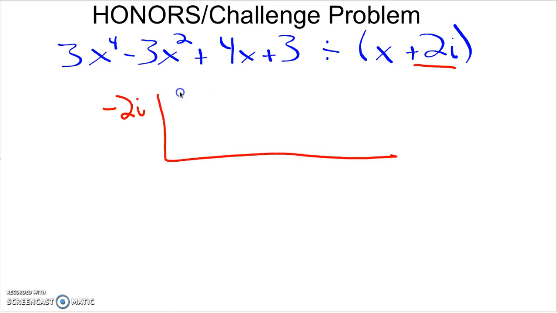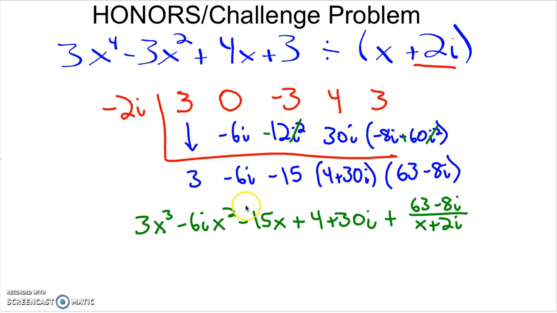We set up our coefficients, making sure to fill in holes. So we have a 3x to the fourth, but since there's no x to the third, I will put a 0 there. The x squared coefficient is -3. The x coefficient is 4, and the constant is 3. Go ahead and pause the video. Be very careful with your eyes now and try and complete this problem on your own. When you come back, you'll see the work and the answer.